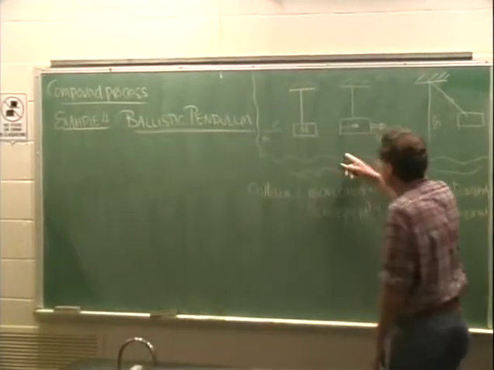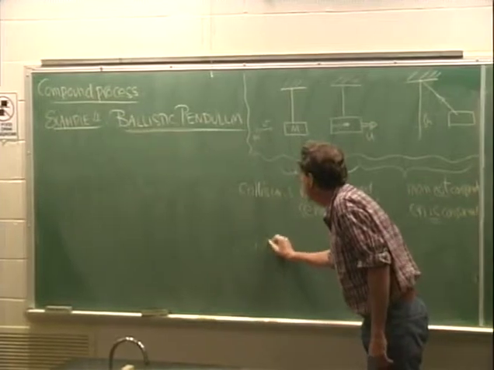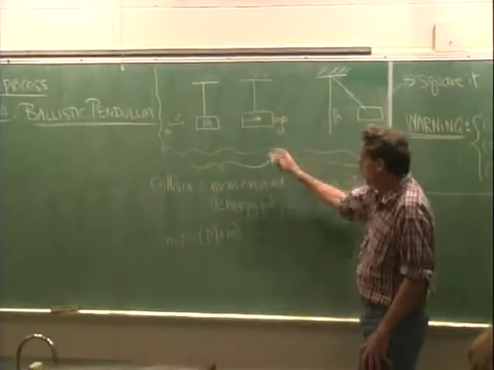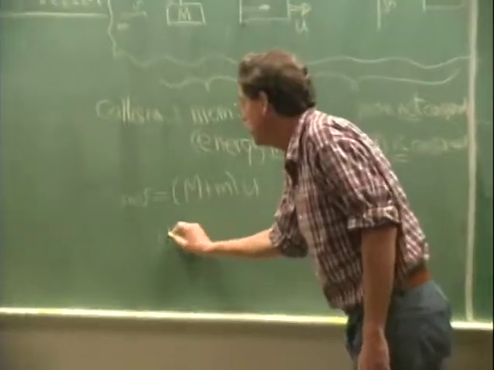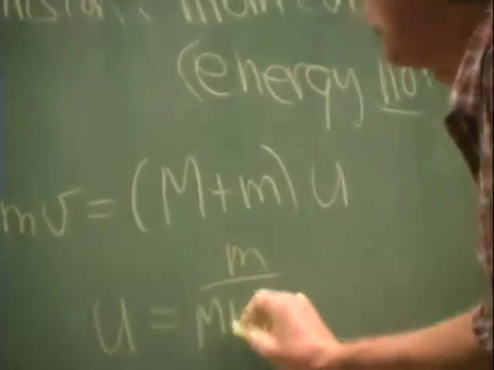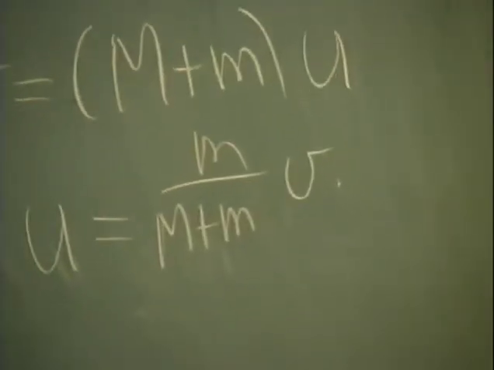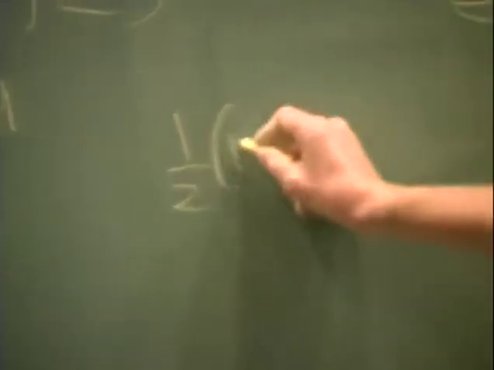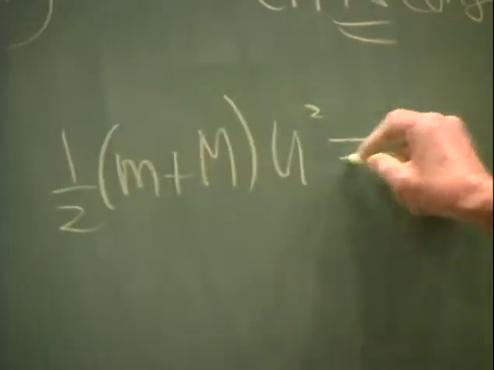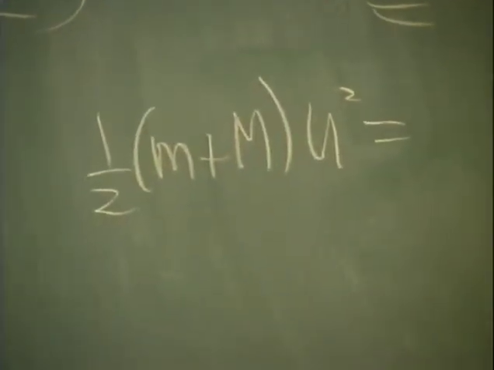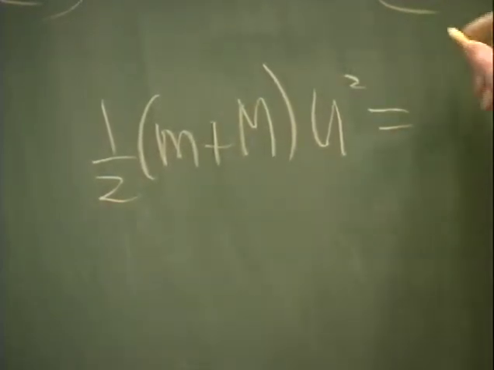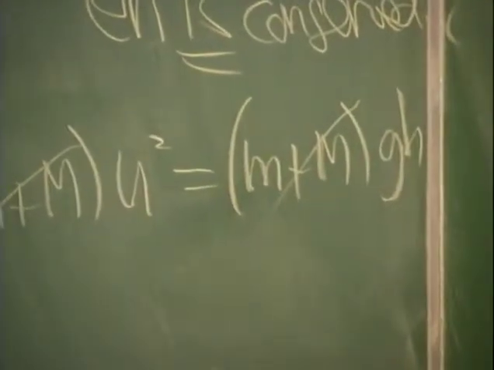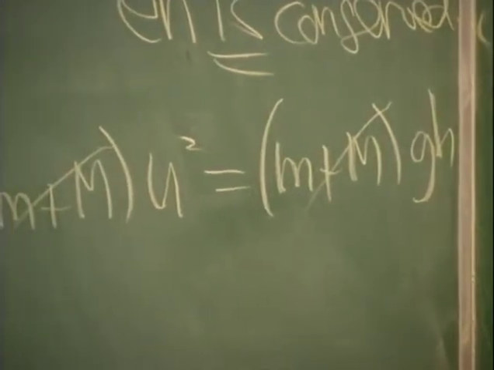Realizing that, I think we can write down the answer very quickly. Conservation of momentum says mv is equal to (m plus M), because this block now has some bullet embedded in it, times u. That would tell me what u is. u is equal to m over (m plus M) times the original velocity. Now I do conservation of energy over here. Originally kinetic energy, 1/2 (m plus M) u squared, is equal to potential energy, (m plus M) gh. The (m plus M) cancels, I get u squared equals 2gh.